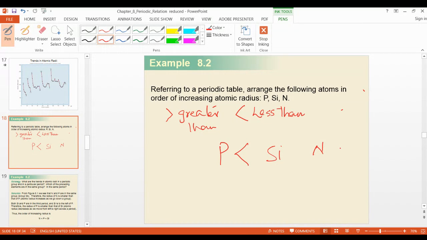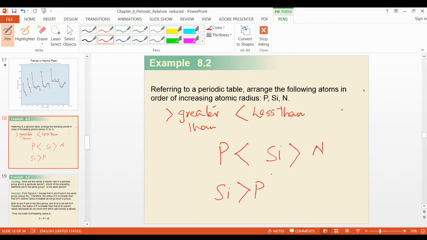What is the difference between silicon and nitrogen? Silicon is greater than nitrogen. So nitrogen is smaller than silicon, right? So automatically silicon is greater than nitrogen. So we can write this one like this. Okay, I will write another form. As you told me that silicon is greater than phosphorus, tell me between phosphorus and nitrogen. Phosphorus is greater. Phosphorus is also greater than what? Nitrogen.